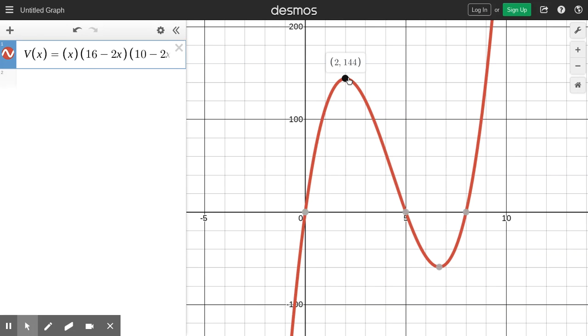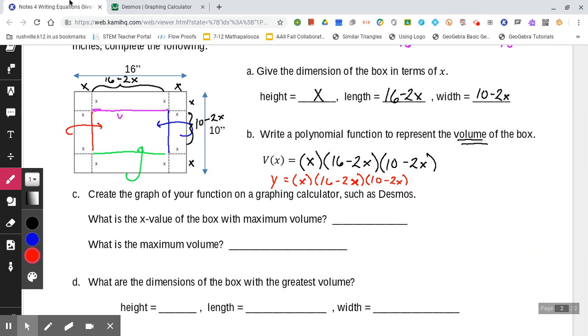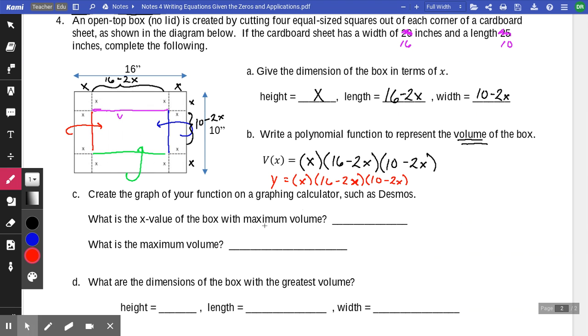But if we look at this maximum point, this turning point that's at the top, we have 2, 144. So the x value here is 2. The y value is 144. And so the x value of the box with maximum volume is 2. And the maximum volume that went with that, which was the y value, was 144, which is in cubic inches. That's the unit of measure for volume.